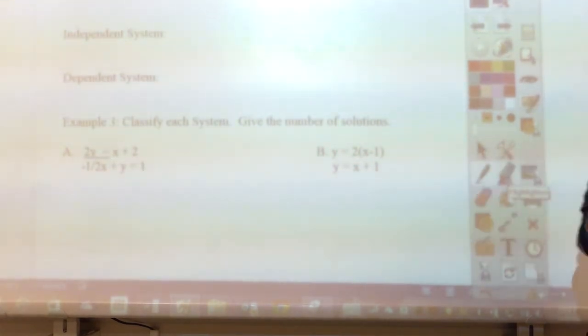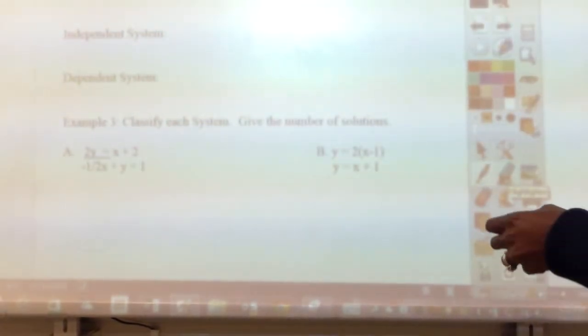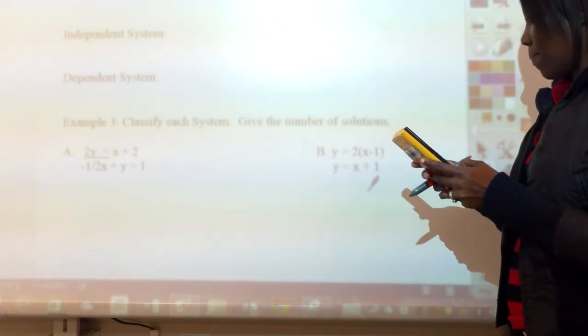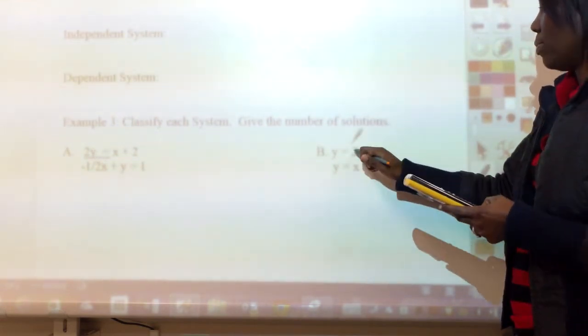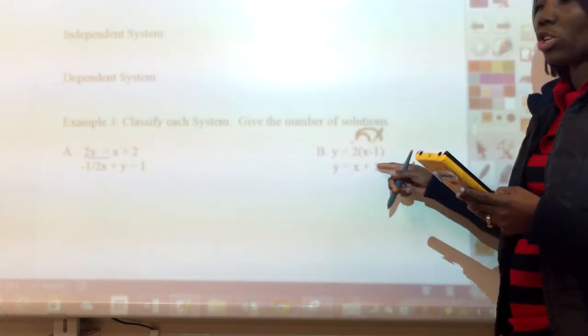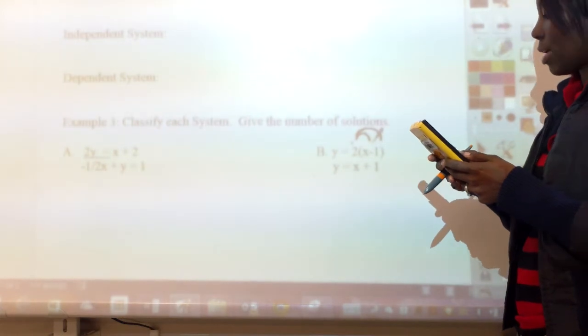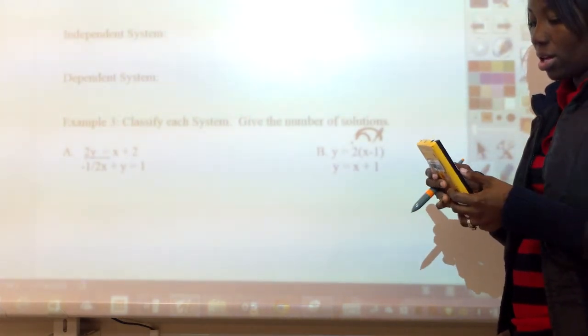This was already in y equals, so I'm going to use the graphing method. So grab your calculators. We're going to go to y equals. Type in 2x minus 2 if you distribute it. Or you could type in 2 and use the parentheses x minus 1. Either way, you get the same answer. The second one, we're going to type in x plus 1.